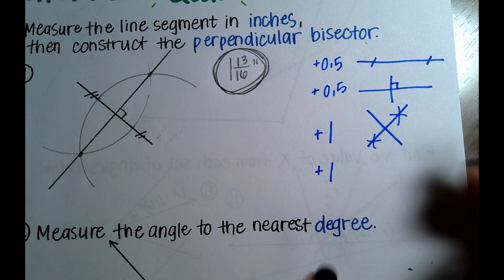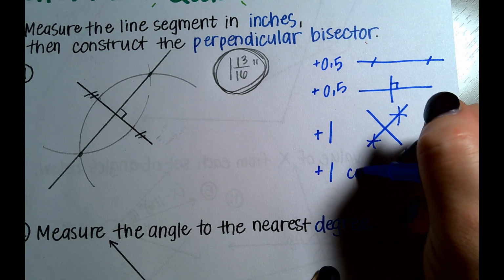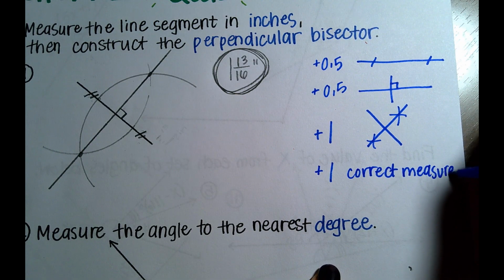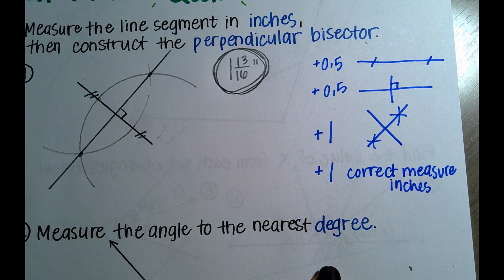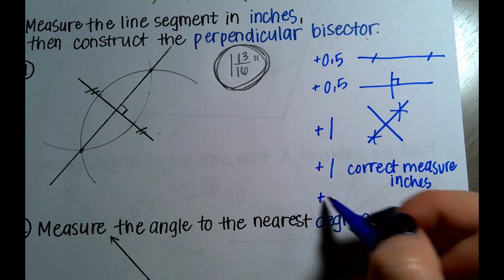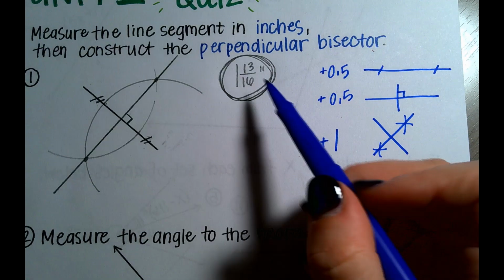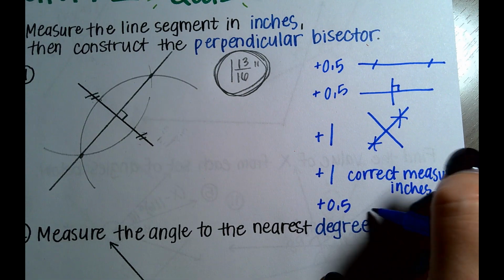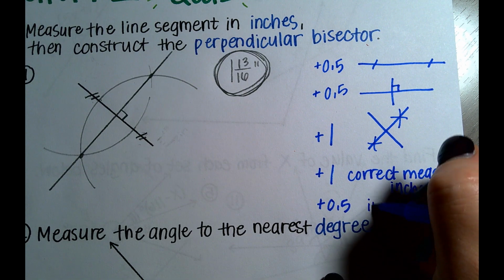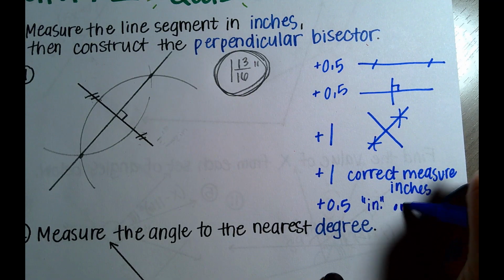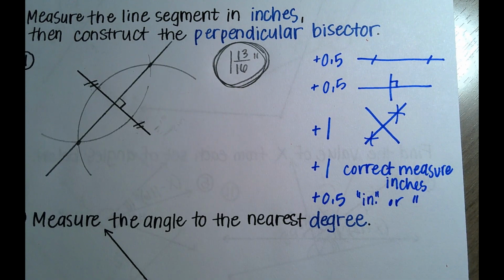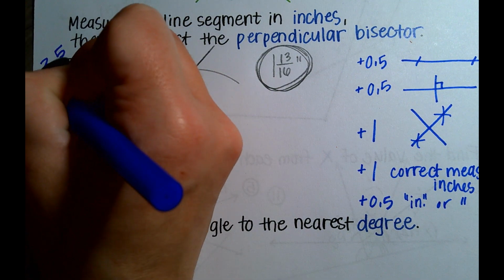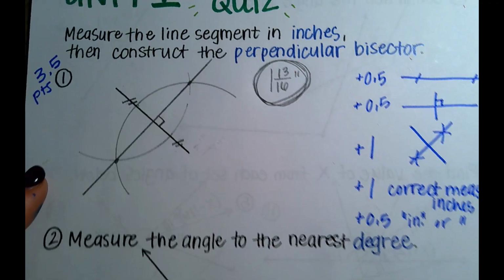You'll also get a point for having the correct measurement in inches. And you'll get half a point just for saying that it is inches, by either doing the 2 dashes or writing IN. Okay, so this question is worth 3.5 points. And here's how you get all 3.5 points.